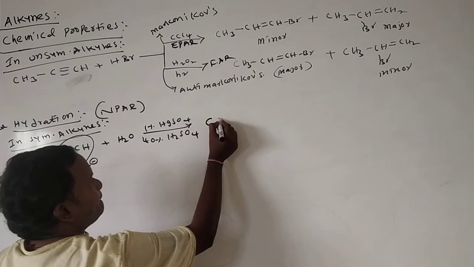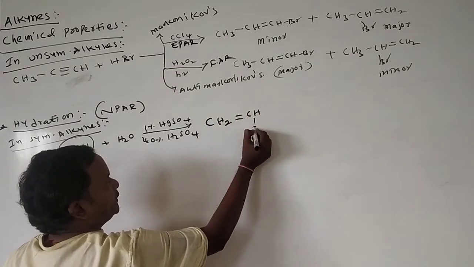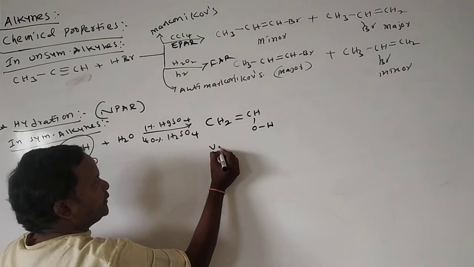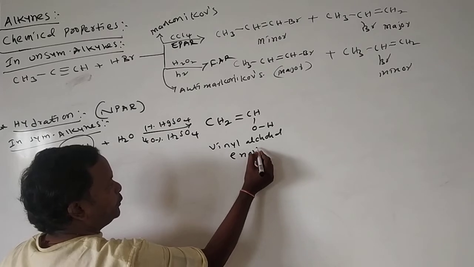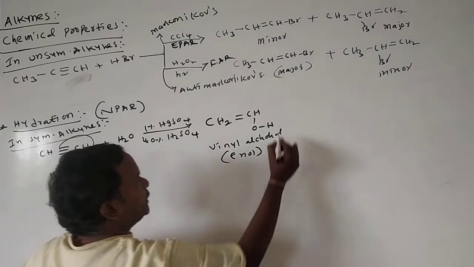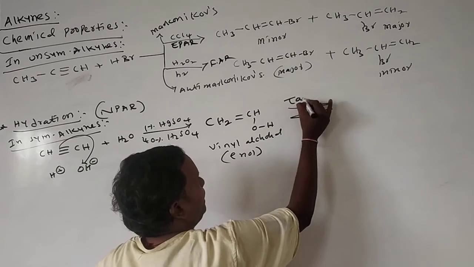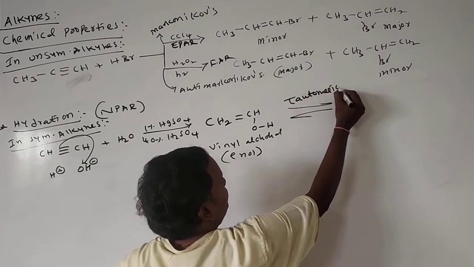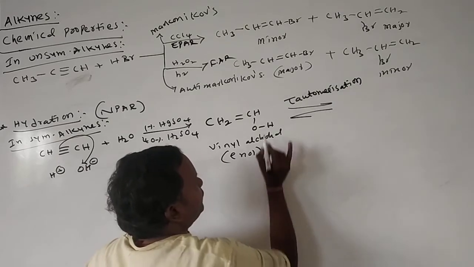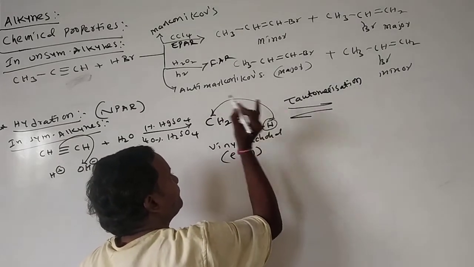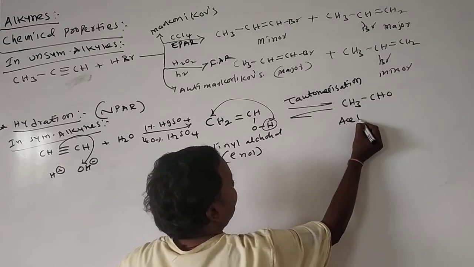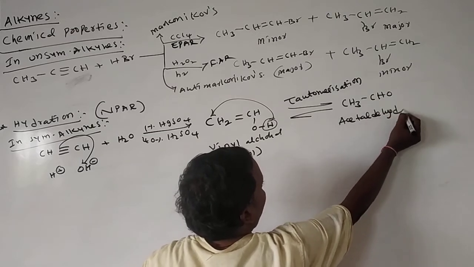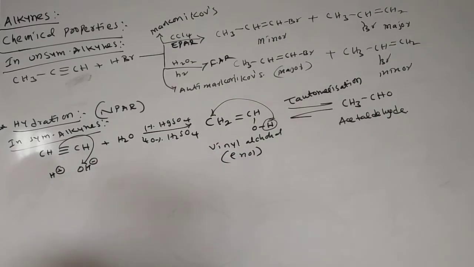And we get here CH2 double bond CH-OH. This we call vinyl alcohol. This is an intermediate we call enol. This undergoes tautomerization. That means this hydrogen shifts to here and forms CH3 CHO, acetaldehyde. This is also one of the important chemical properties of acetylene or alkynes.